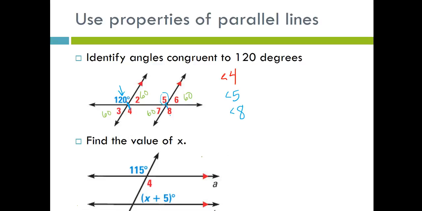All right, let's look at this one. They give us this random angle 4. That doesn't mean it's 4 degrees. That's angle 4. Angle 4 is actually 115 because those are vertical angles. So we're going to put that right here. Let me switch colors so it's easier to read.